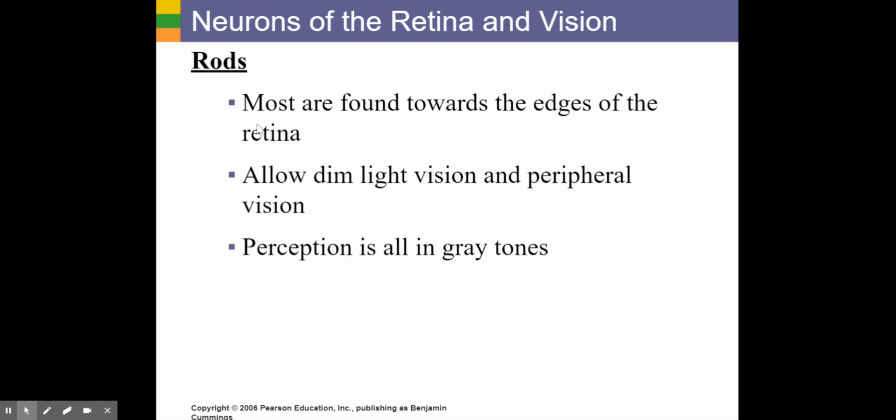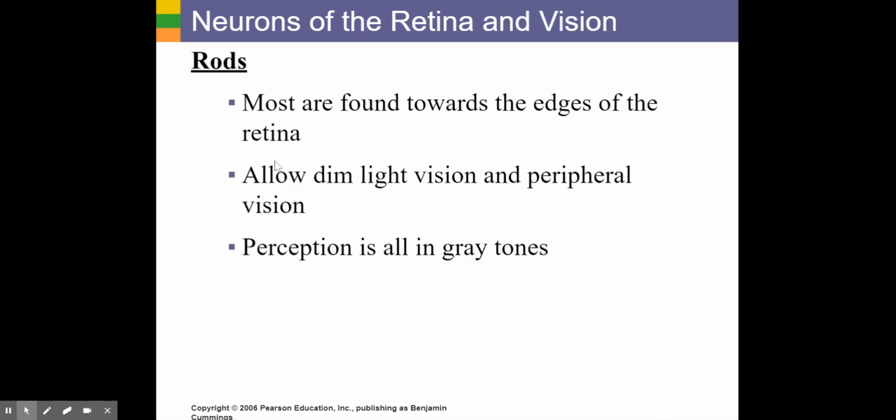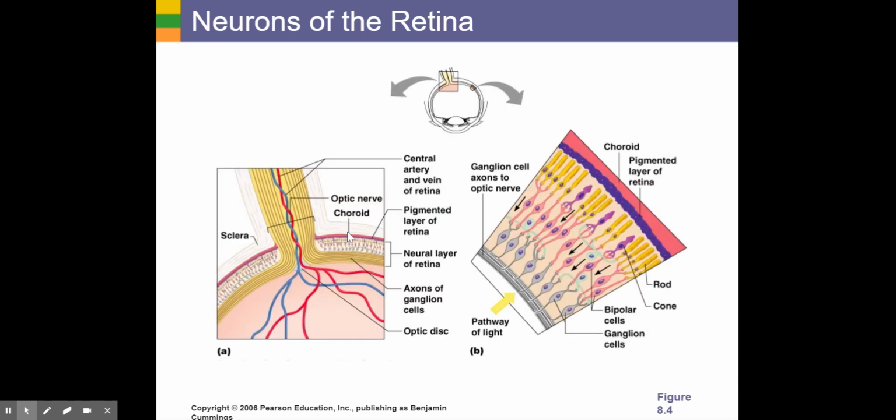Okay, so rods are found most on the edges of the retina. Sorry, I misspoke there. Rods do low light, cones do color. Right, makes sense. C, cones, color. So the rods, most are found towards the edges of the retina. They allow us this dim vision in our peripheral, which is why if you look at something but don't focus on it in your peripheral vision, you probably wouldn't be able to tell a person what color it is, because really all they do is perceive stuff in gray tones.